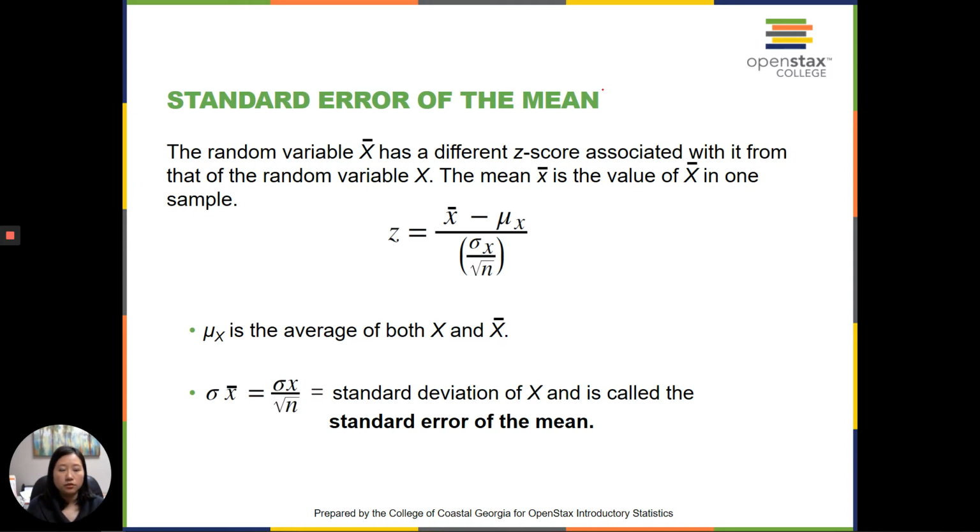Right, the standard deviation of the mean. Since this random variable x bar, the sample mean, has its own mean and its own standard deviation, we can calculate its own z-score. The z-score associated with it is equal to the sample average value x bar in that one sample minus the population mean, divided by its standard deviation, which we call the standard error of the mean.